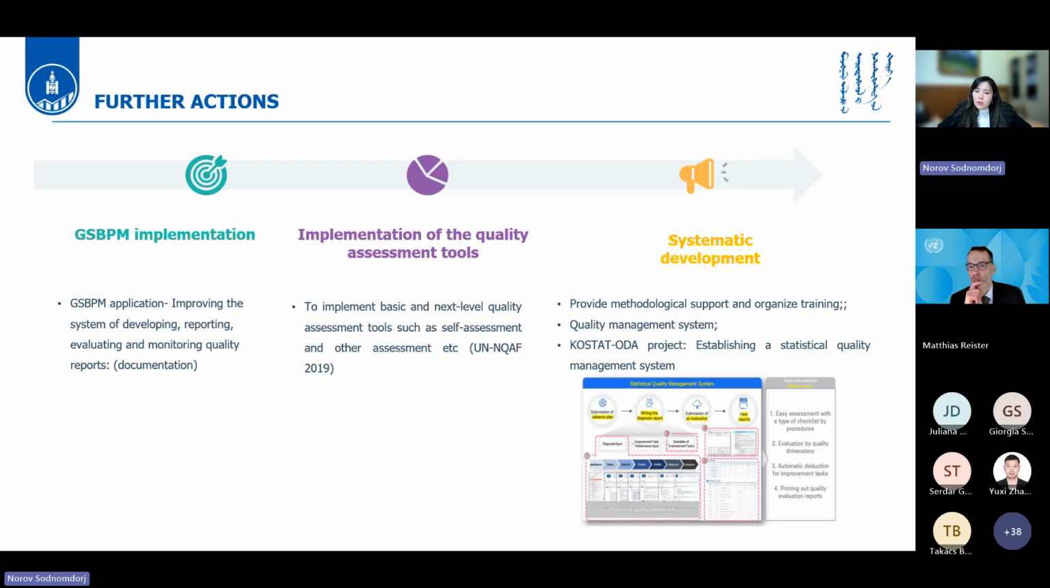So also with support from the COSTAT ODI project, we are now also developing the quality management system. Through this system, we are also in the process of developing the assessments and the related preparations for this year, and this management system will be developed next year.